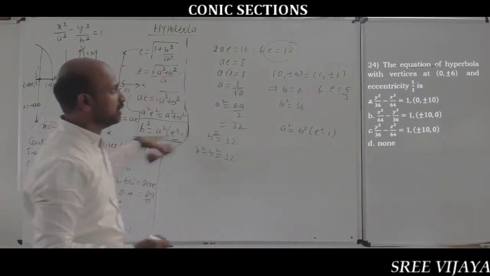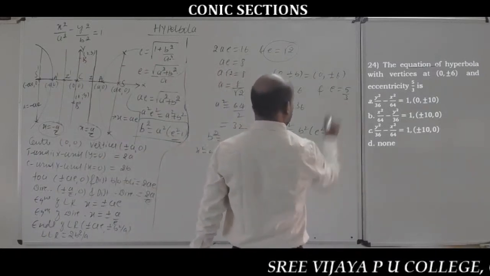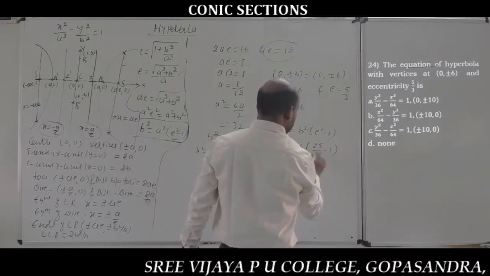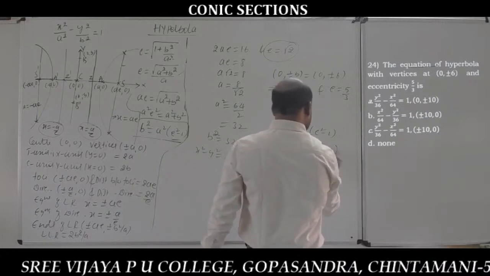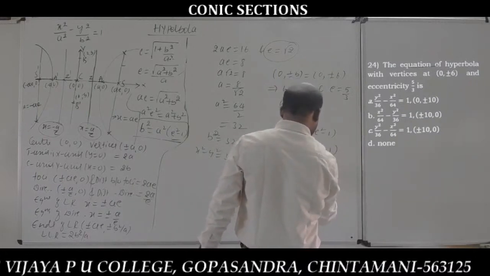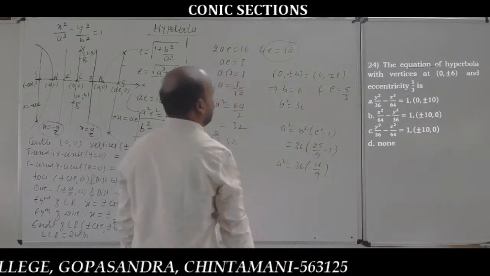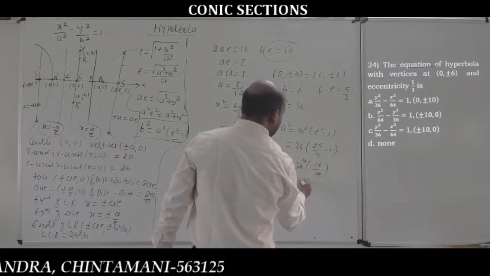For the conjugate hyperbola, a square is equal to b square into e square minus 1. We are taking the conjugate hyperbola. So b square is 36, e square is 25 by 9 minus 1, you will get 36. 25 minus 9, so 16 by 9, this is a square. Okay, 9 fours are 36, you will get 64.